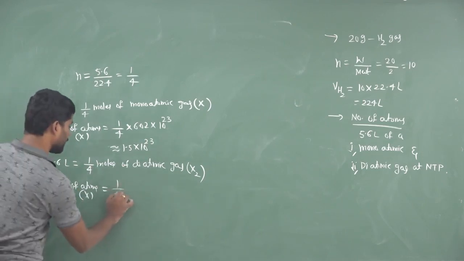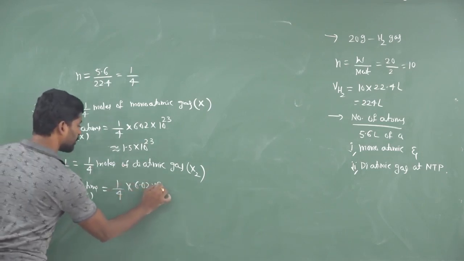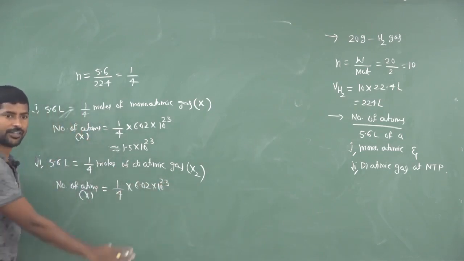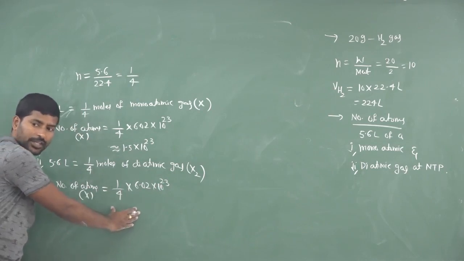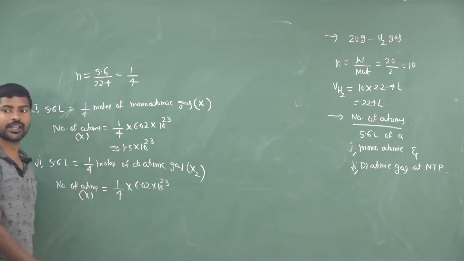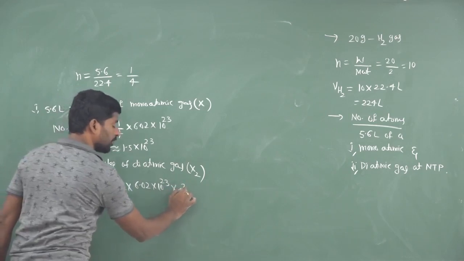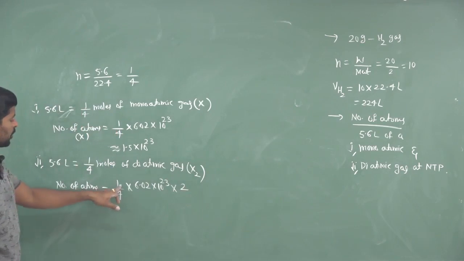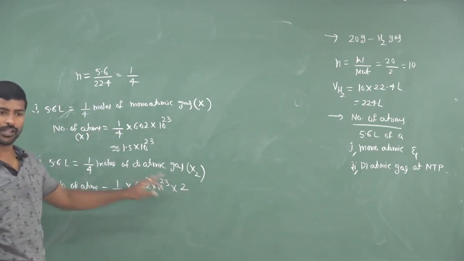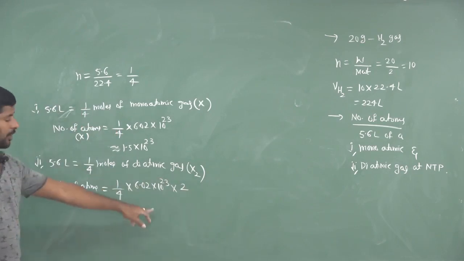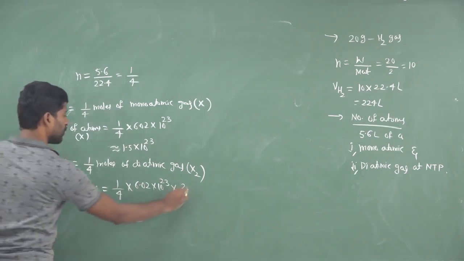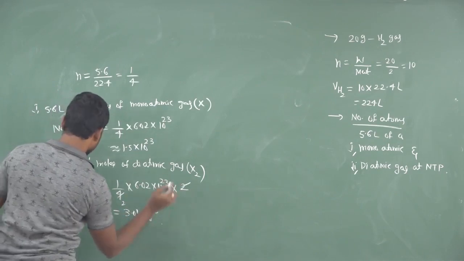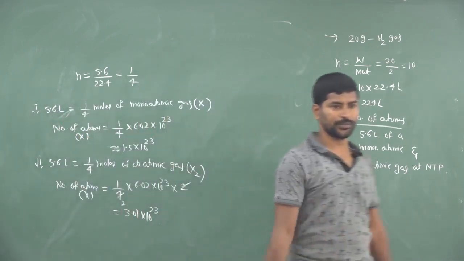1 by 4 into 6.02 into 10 power 23. This is the number of X2 molecules we are getting. But what is the question? Number of X atoms. So we have to multiply with 2. Otherwise you write one more point: number of X2 molecules is equal to 1 by 4 into 6.02 into 10 power 23. After that you write number of X atoms. We have to multiply with 2. So 2 1s are 2, 2 2s are 4. So we get 3.01 into 10 power 23. So that is the number of X atoms.